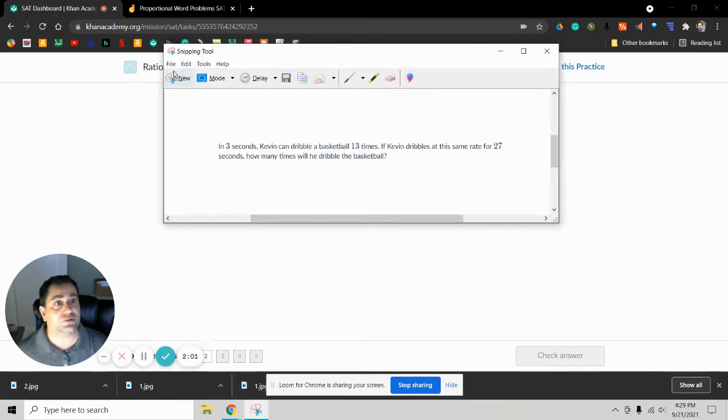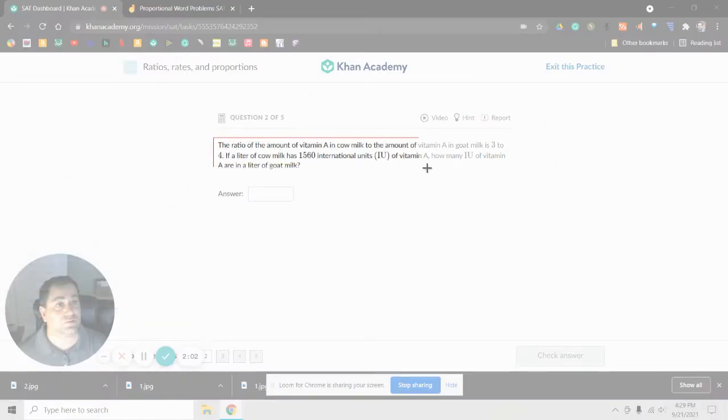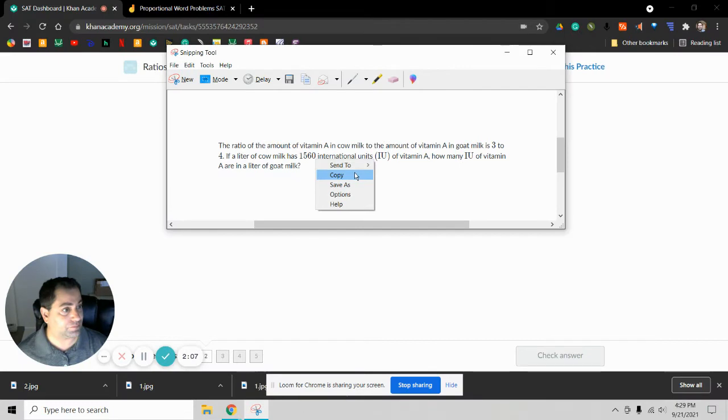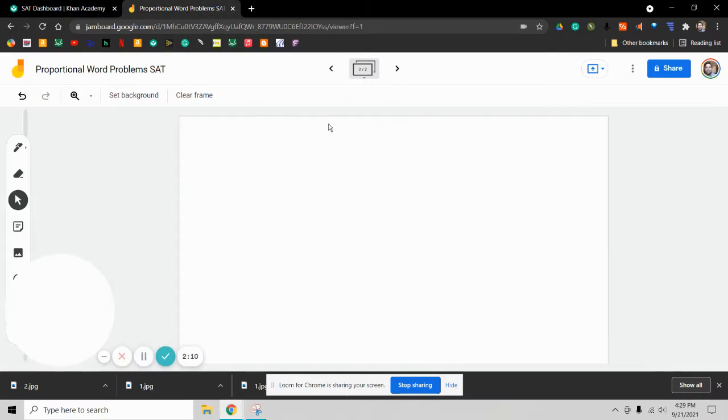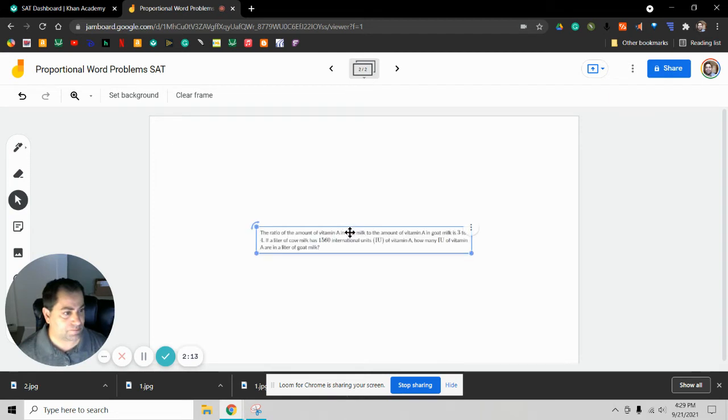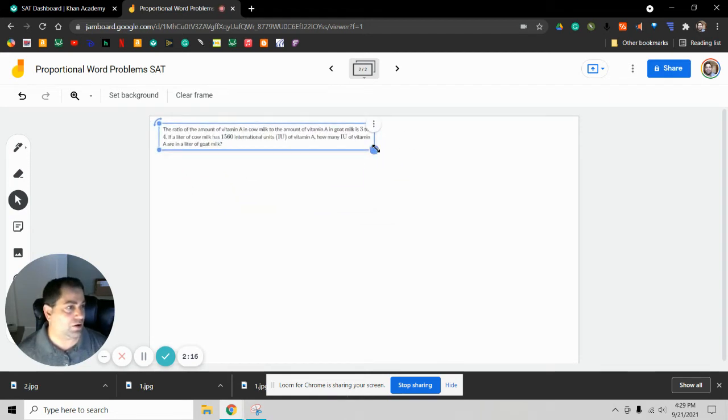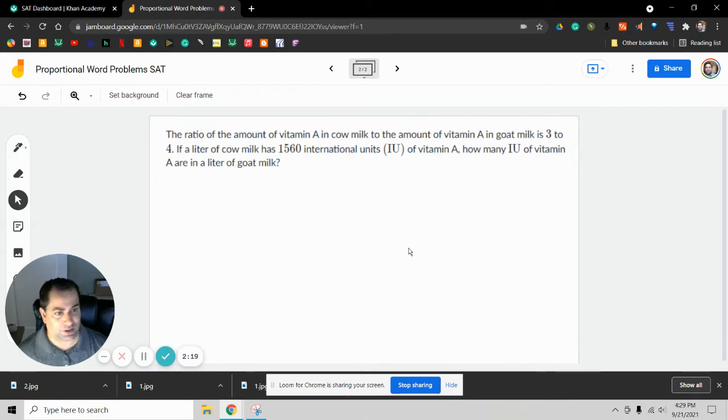Okay, our second question. I think some of the classes did this one in class, but regardless, that's on the record. So in this question, it says the ratio of the amount of vitamin A in cow milk to the amount of vitamin A in goat milk is 3:4. If a liter of cow milk has 1,560 units of vitamin A, how many units of vitamin A are in goat milk? So we are comparing cow milk to goat milk.